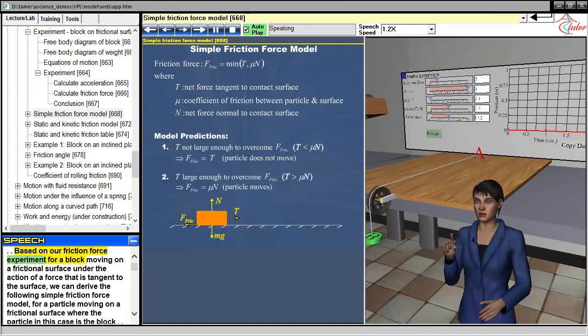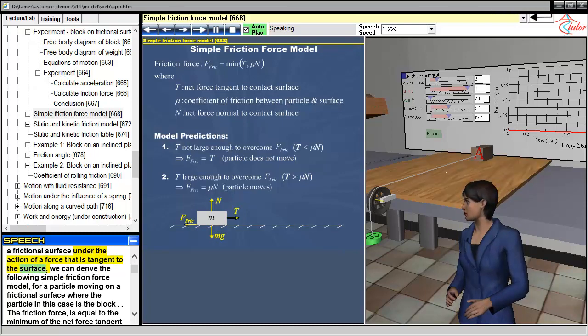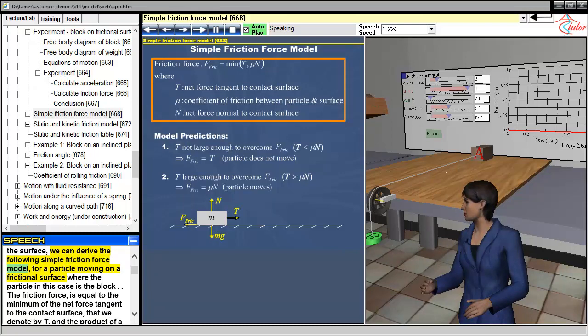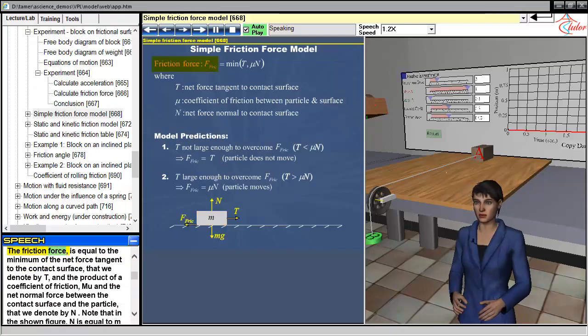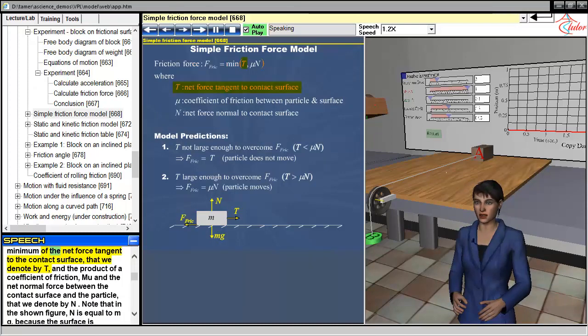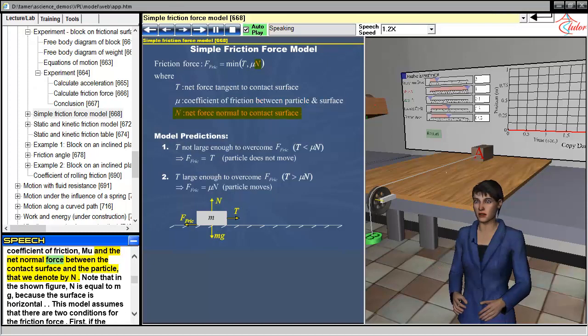Based on our friction force experiment for a block moving on a frictional surface, under the action of a force that is tangent to the surface, we can derive the following simple friction force model, for a particle moving on a frictional surface, where the particle in this case is the block. The friction force is equal to the minimum of the net force tangent to the contact surface, that we denote by T, and the product of a coefficient of friction, mu, and the net normal force between the contact surface and the particle, that we denote by N. Note that in the shown figure, N is equal to mg, because the surface is horizontal.